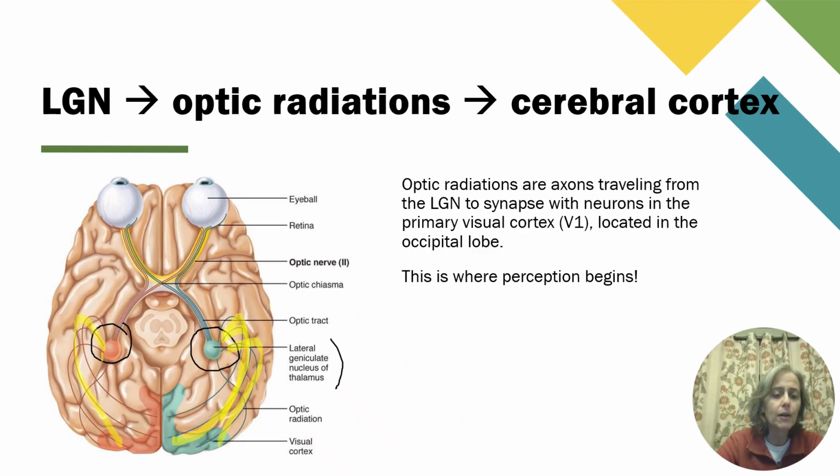Because remember, when we talked about lobes of the brain, the occipital lobe is the one for processing vision. Specifically, it's going to go to what's called the primary visual cortex, which is also referred to as V1. So from the LGN in the thalamus, axons then send signals back to the occipital cortex, to the primary visual cortex, or V1, and this is where perception begins. This is where you first become consciously aware of, oh, I'm seeing something. So that's going to take us into perception, which is going to be the next and final part of the lecture.